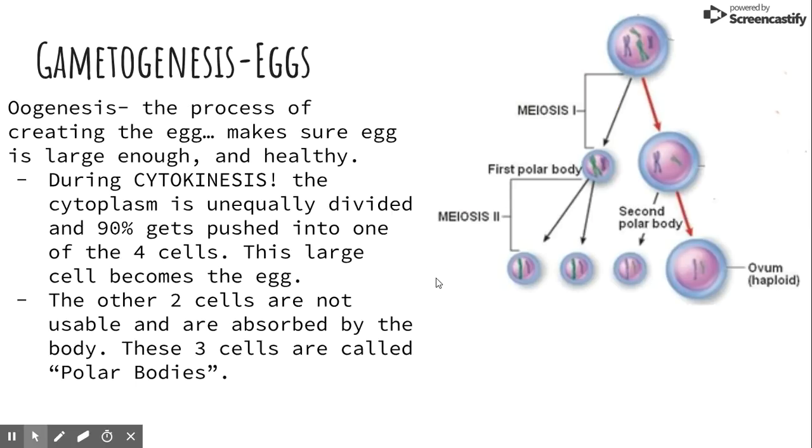Contrast that with female gametogenesis, which is called oogenesis. This is the process where we're creating the egg cell. The egg cell is going to be contributing all of the cytoplasm and all of the organelles to the future offspring. So meiosis occurs very differently in oogenesis.